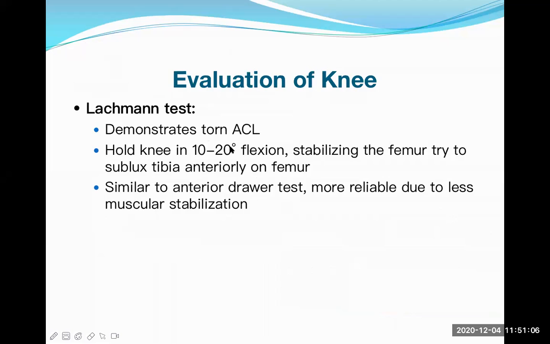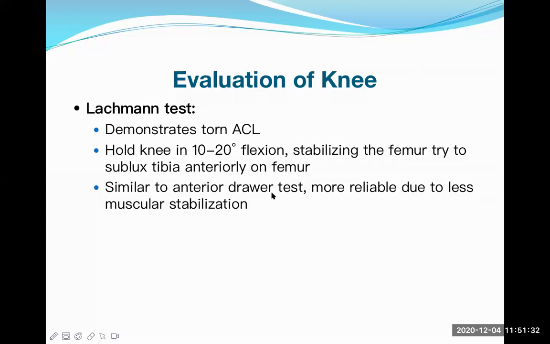In this case, we hold the knee in 10 to 20 degree flexion only. Remember, in the drawer test, it's almost 90 degrees. Okay, so here just 10 to 20. Stabilize the femur and try to sublux the tibia anteriorly on the femur. The mechanism is still the same. We do the same type of movement now. We try to pull the tibia anteriorly on the femur.